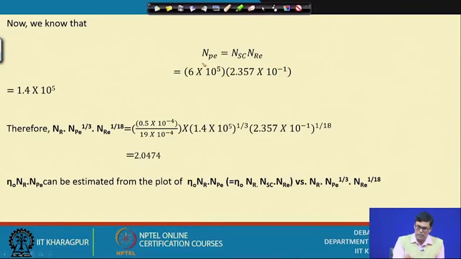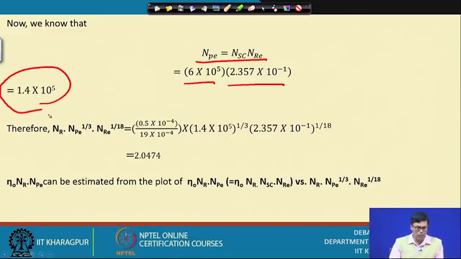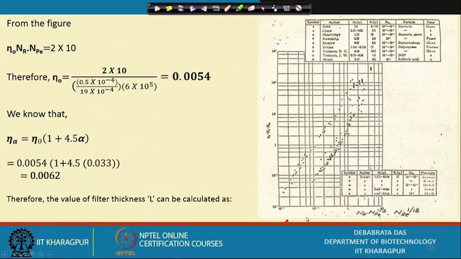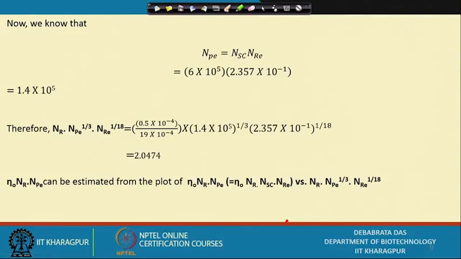Then we have the correlation that Peclet number equals Schmidt number into Reynolds number. We have already found out the Schmidt number and Reynolds number. So our Peclet number will come 1.5 into 10 to the power 5. Now, if you look at this figure, here we have the correlation: N_PE to the power 1 by 3 into the Reynolds number to the power 1 by 18. This is correlated with the overall collection efficiency, N_R and Peclet number. So from this curve we can find out this particular value. Now if we find out this value, then we can find out the eta zero value.